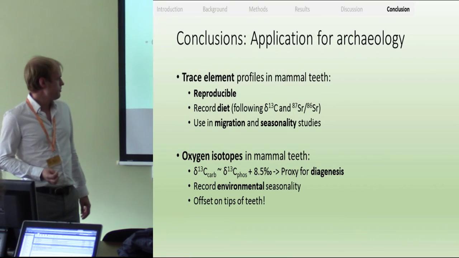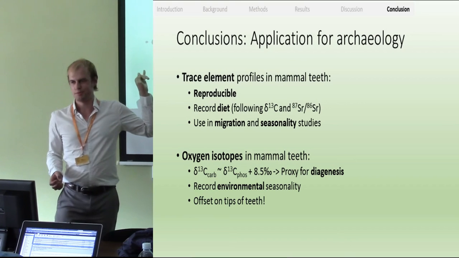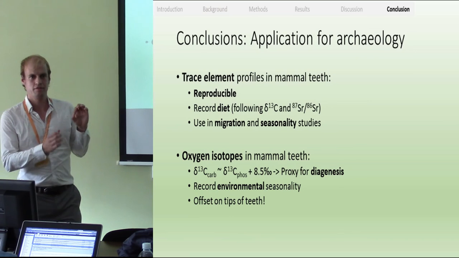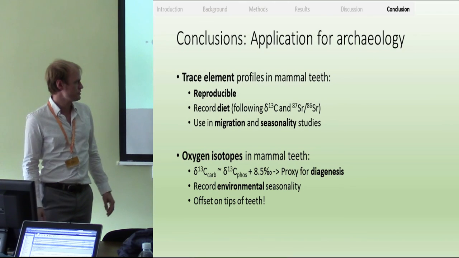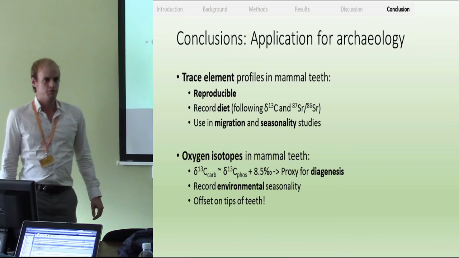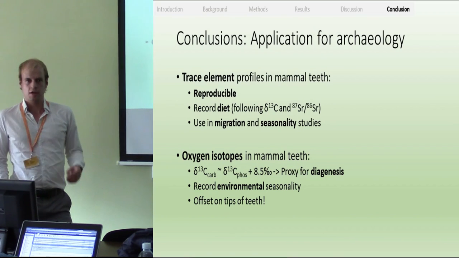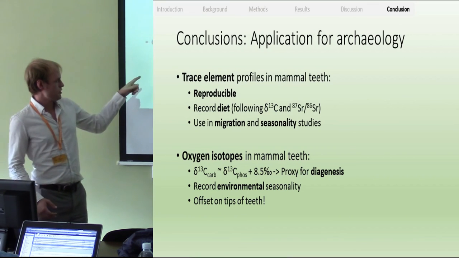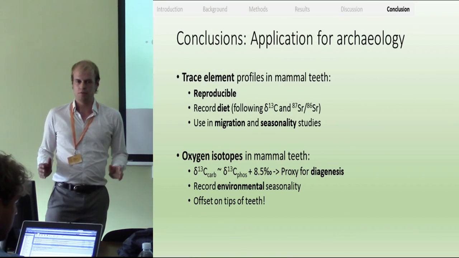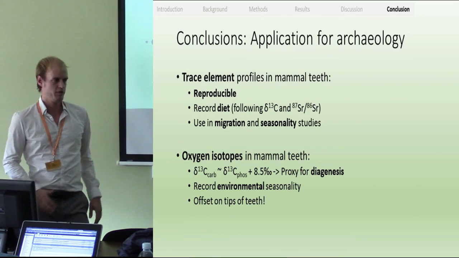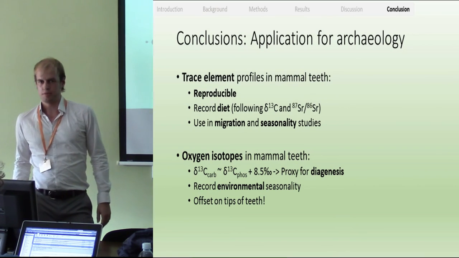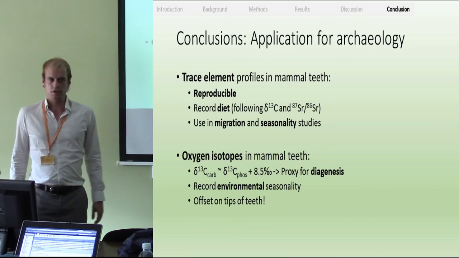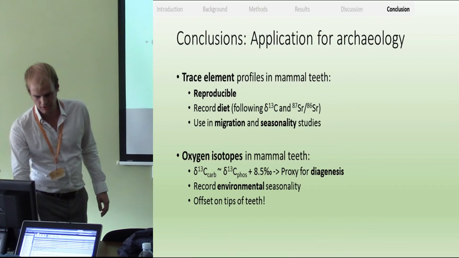And again, these are oxygen isotopes, both phosphates and carbonates. They follow the same trends. They have 8.5 per mil offsets, and they might be a nice proxy for diagenesis. Carbonate oxygen is more prone to diagenesis, so if you have an archaeological sample and your stable carbonate oxygen isotopes and your stable phosphate oxygen isotopes don't follow the same trends, you have to be careful in interpreting it because it might be diagenesis. And if it's preserved, it can be a proxy for environmental seasonality in the mammal teeth.